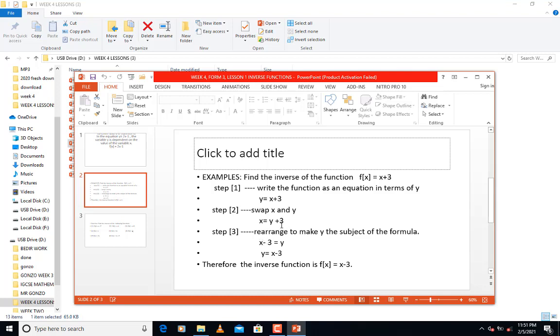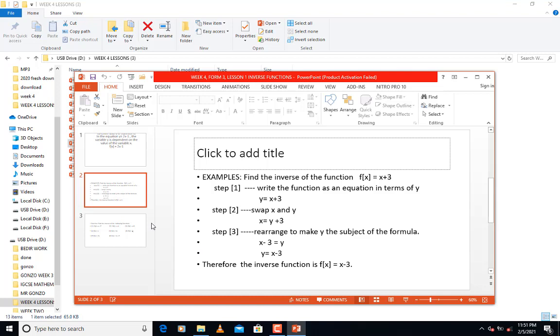Now to make y the subject, you take positive 3 to the other side. It becomes negative 3. So when writing, start with the y: y equals x minus 3. This is your inverse. Therefore, the inverse of f of x equals x plus 3 is f of x equals x minus 3.